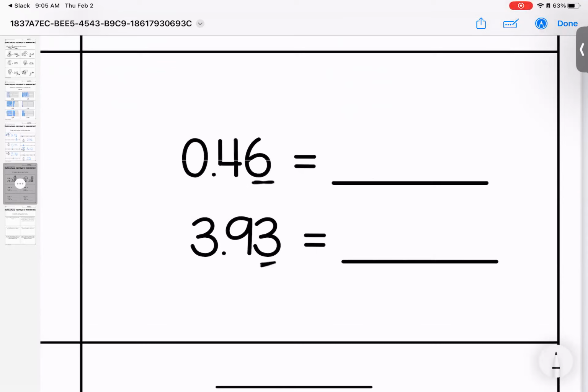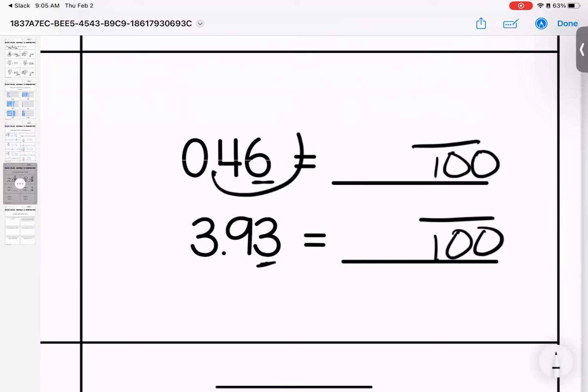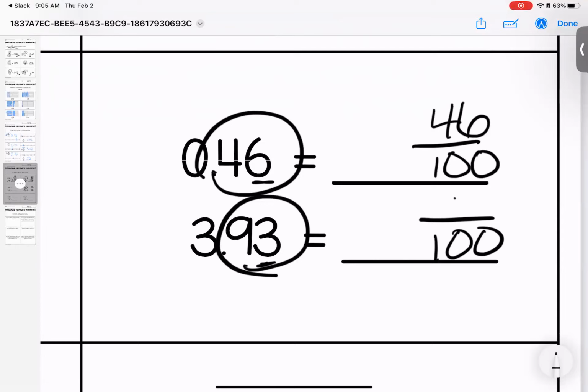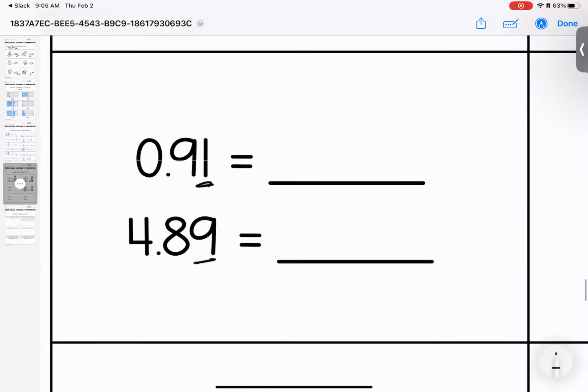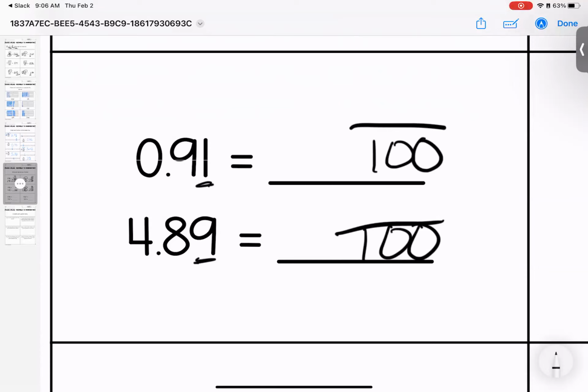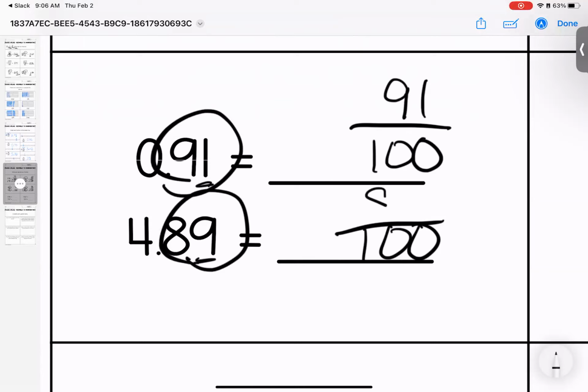Down here, 6 and 3, they are both in the hundredths place. So that gives me my denominator. How many hundredths do I have? 46. How many hundredths do I have? 93 and 3 wholes. My 1 and my 9 are in the hundredths place. That's my denominator. How many do I have? 91.